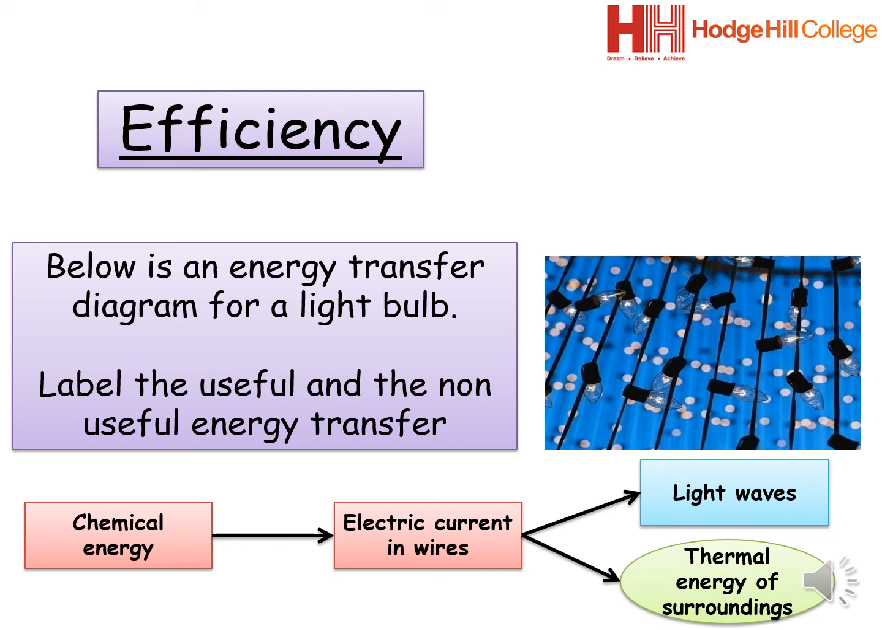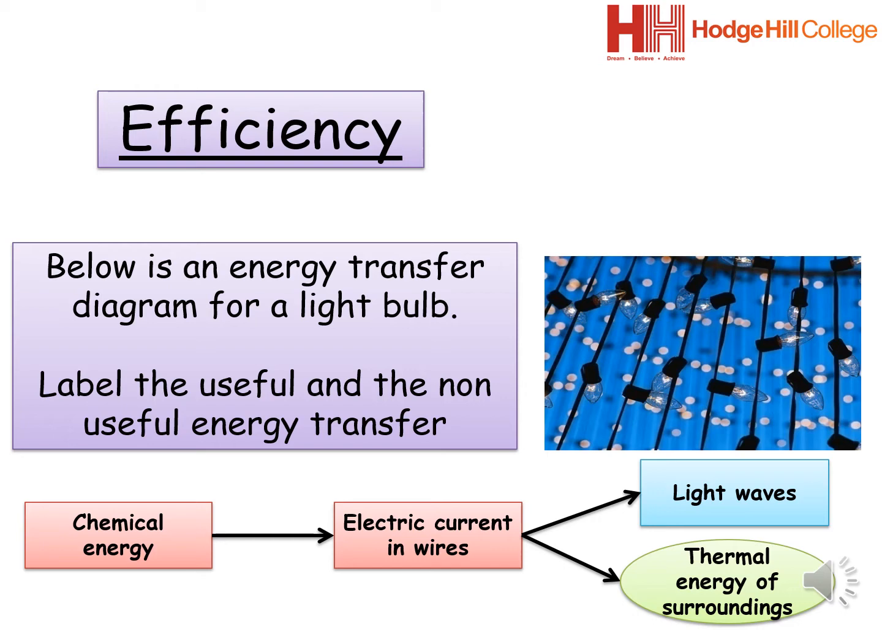Hello Year 10, today's session is looking at efficiency. Before we start, you're going to need a pen, a pencil, a ruler and a calculator. If you haven't got them, just pause this video now and go and get them. Once you've got them, write the title of efficiency on your lined piece of paper, underline it with a ruler, just the same as you would do if you were in a normal lesson.